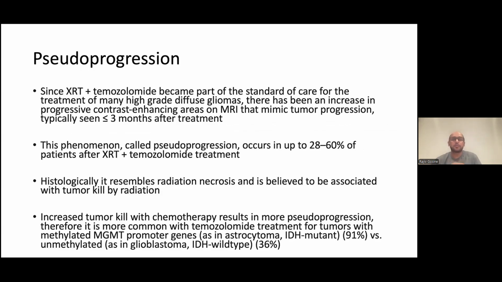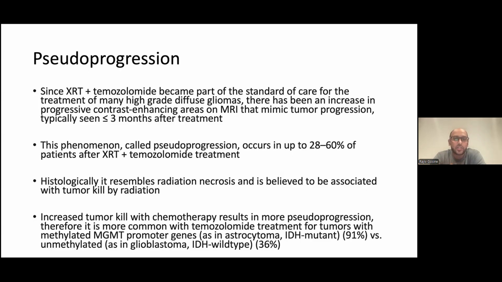In terms of pseudoprogression, since the Stupp protocol of treating with radiotherapy and temozolomide became part of the standard of care for the treatment of high-grade glioma, specifically GBM, there's been an increase in progressive contrast-enhancing areas on MRI that mimic tumor progression, typically seen less than 3 months after treatment. This phenomenon called pseudoprogression occurs in about 20 to 60% of patients after radiation and temozolomide.